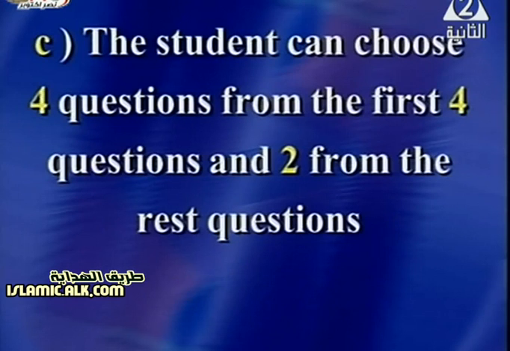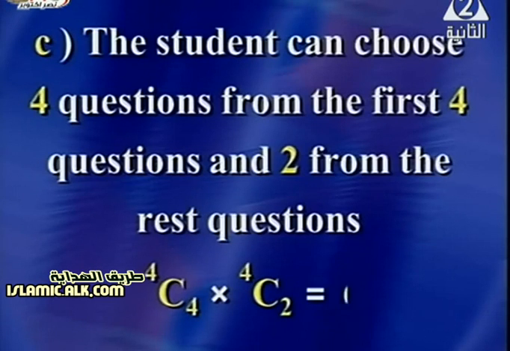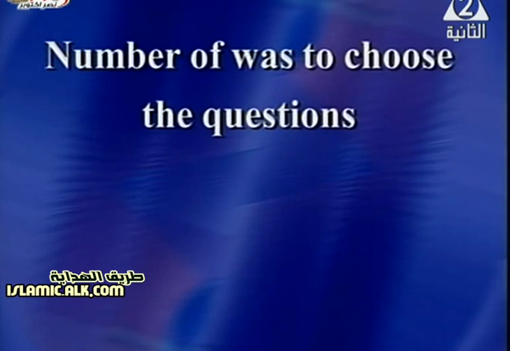4 questions from the first 4 questions and 2 from the rest. Remember, dear student, the student can solve 6 questions from 8, but in this case, choose 4 questions from the first 4 and 2 from the rest. Then the answer is 4C4 times 4C2. By using a calculator it is 6 ways.